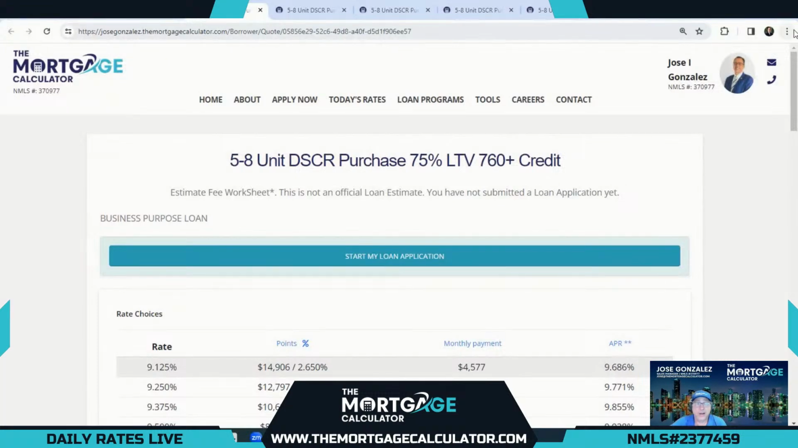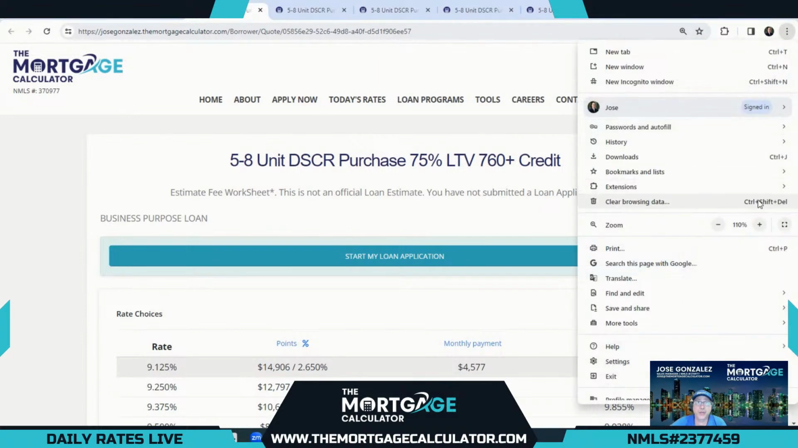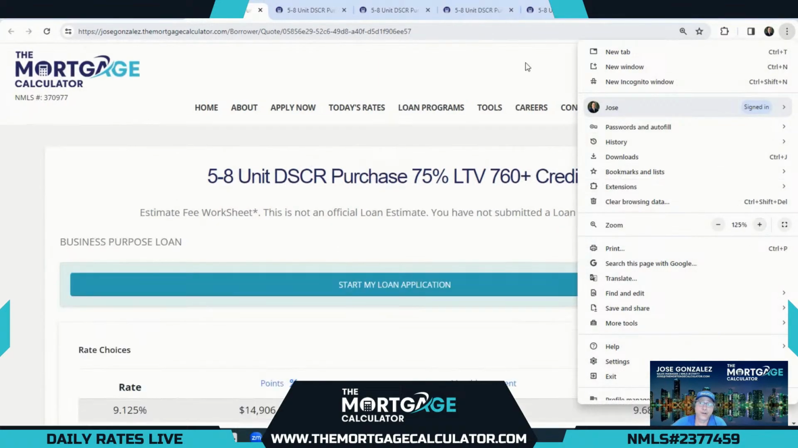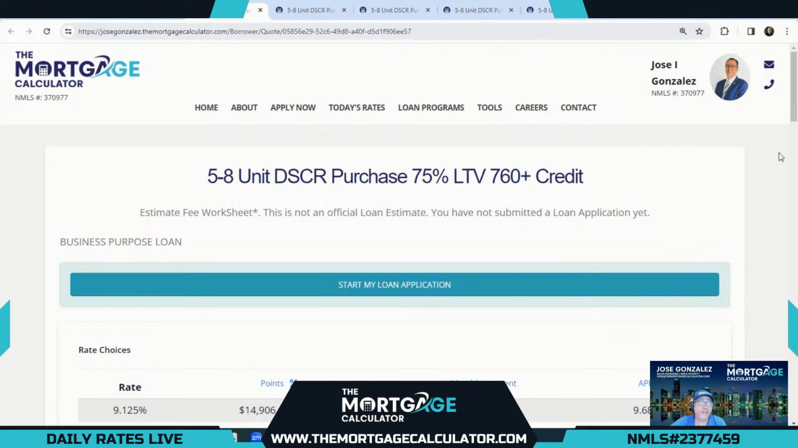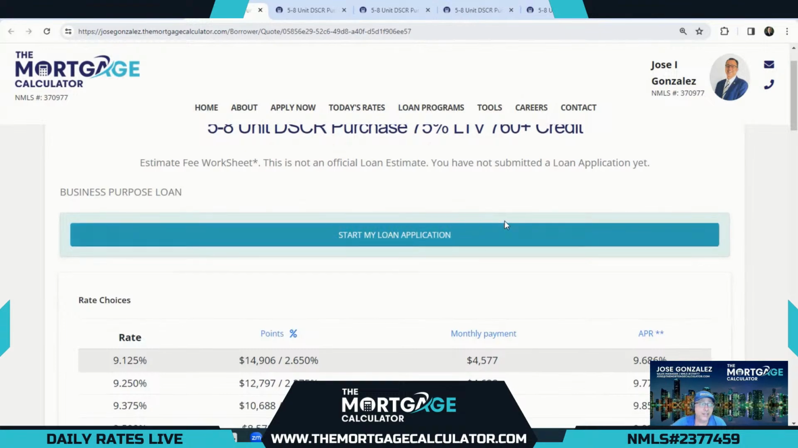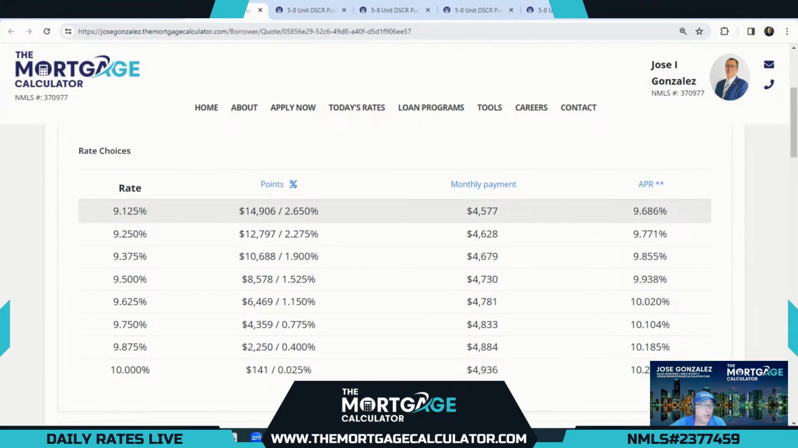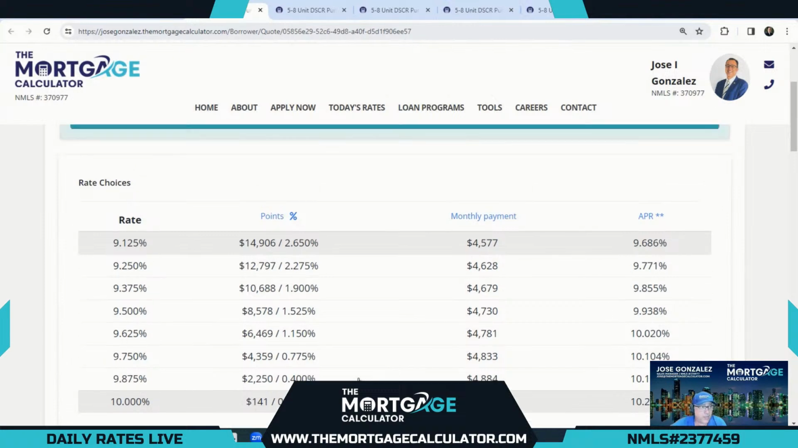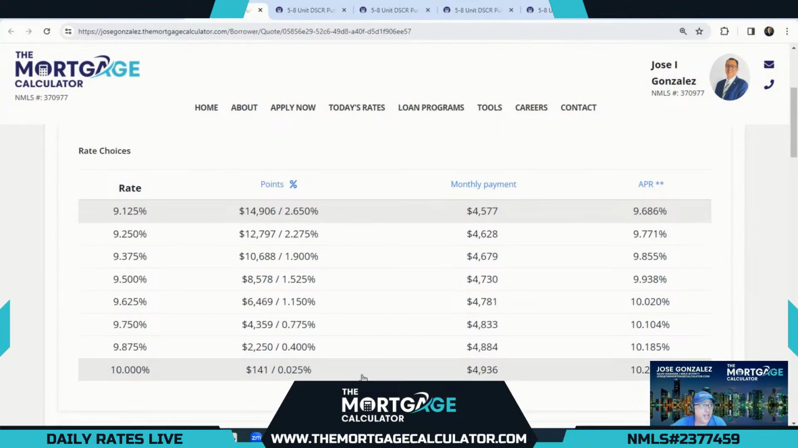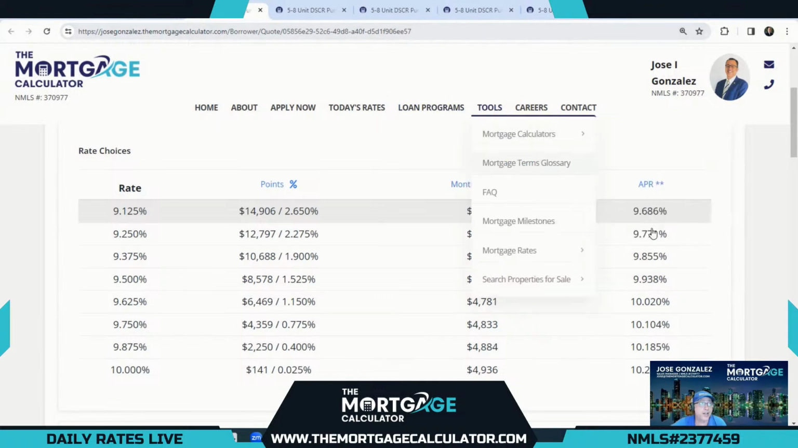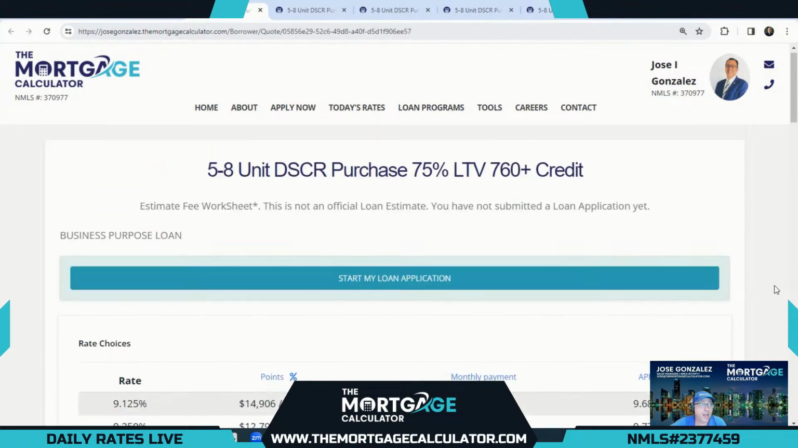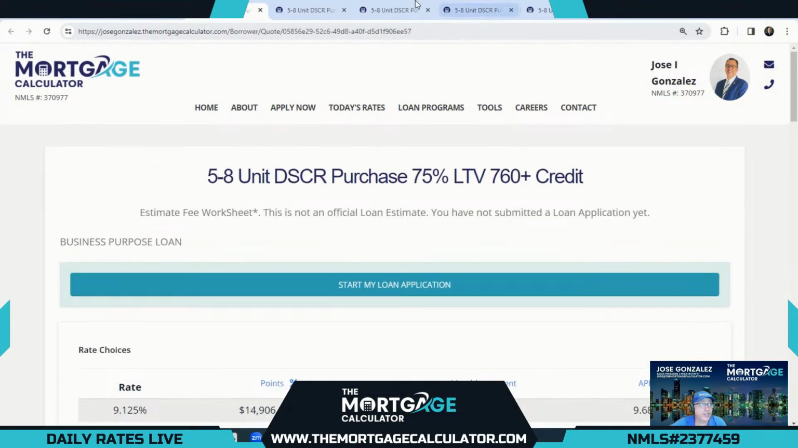Our first option here is for a 5 to 8 unit. Let me make that a little bit bigger. All right. 5 to 8 unit property at our maximum credit score, or our top tier, of 760 or above. And you will note here our lowest cost option is 10%. Our lowest rate option is 9.125%. So this is at our maximum 75% LTV for this option.